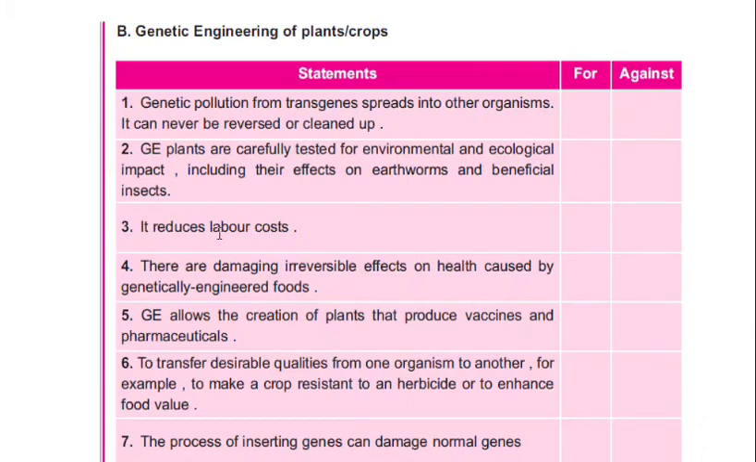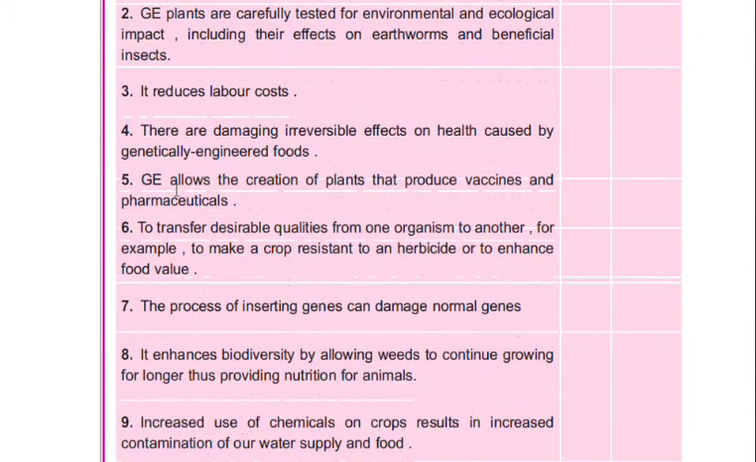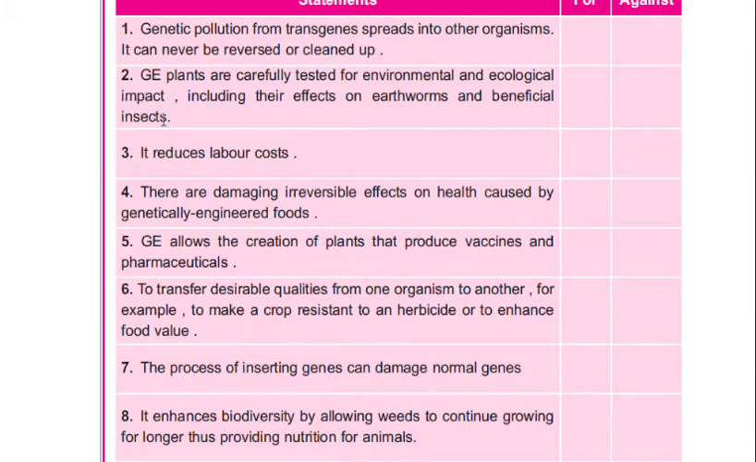The second, genetic engineering in plants, genetically engineered plants are carefully tested for environmental and ecological impact. This is the solution to this problem mentioned in statement 1. We need careful tests for environmental and ecological impact in genetically engineered plants, including their effect on worms in the ground and beneficial insects. Some insects are beneficial. We should not kill them by genetic engineering. So this statement is 4.